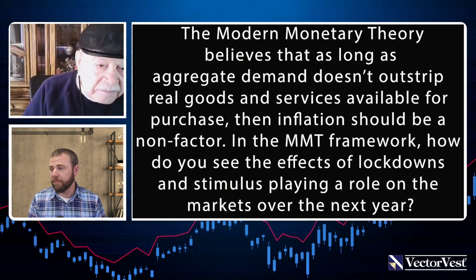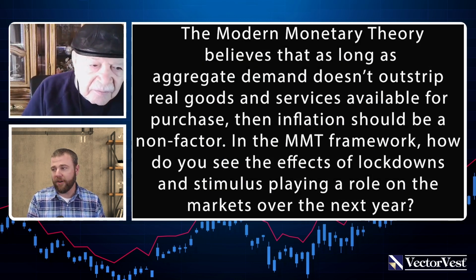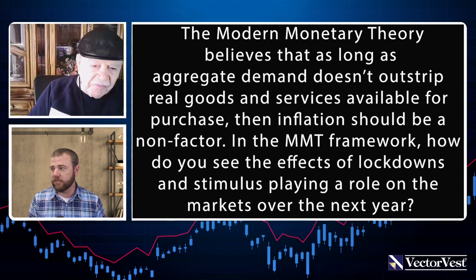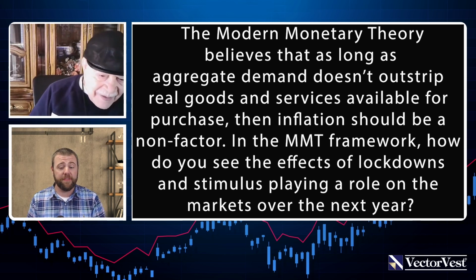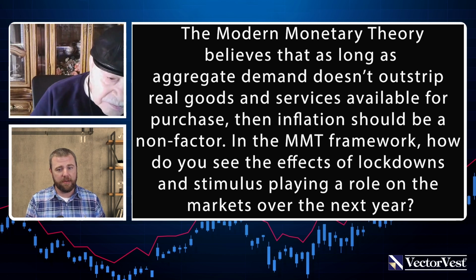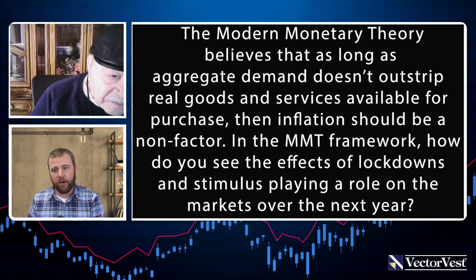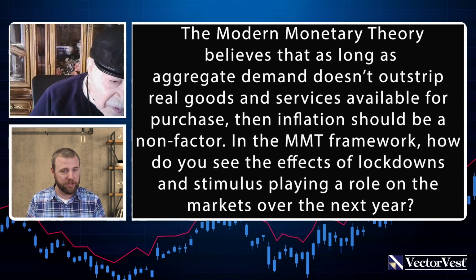Modern monetary theory believes that as long as aggregate demand doesn't outstrip real goods and services available for purchase, then inflation should be a non-factor. In the modern monetary framework, how do you see the effects of lockdowns and stimulus playing a role on the markets over the next year or 2 years? Because especially with all the moves that the Fed and Congress have made, we seem to be trying to move into more of a modern monetary policy rather than the traditional policies that we've been used to.